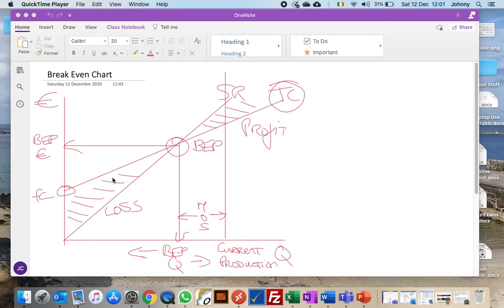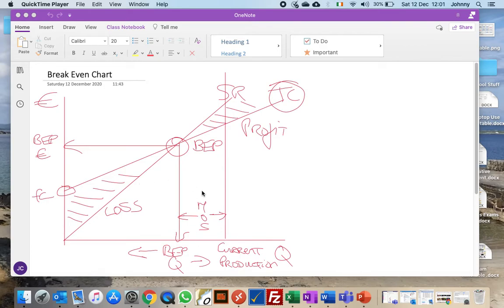We are producing and aiming to sell this amount of goods, and we know that our break-even point is this. So if we underachieve our target, if we don't manage to sell all of our current production, how much of a cushion do we have before we start heading into a loss-making situation?